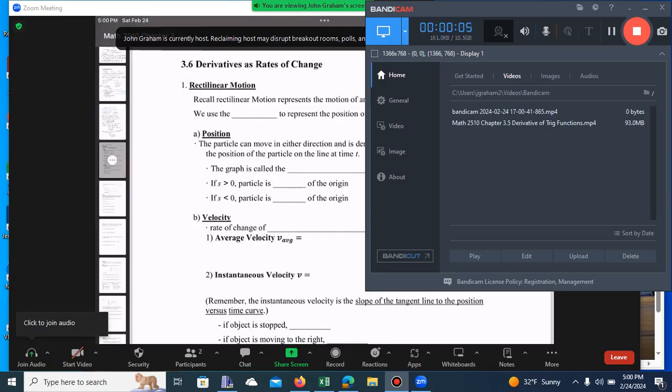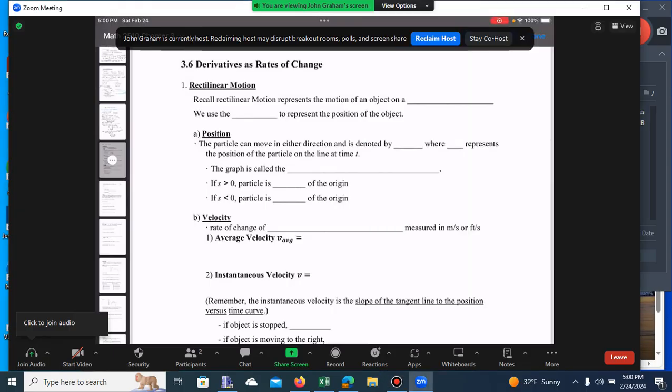Hi, this is Math 2510, and this video is over chapter 3.6. We're going to look at derivatives as rates of change. And the thing with derivatives is they are rates of change. Any slope is a rate of change when you start looking at it in the context of an application.